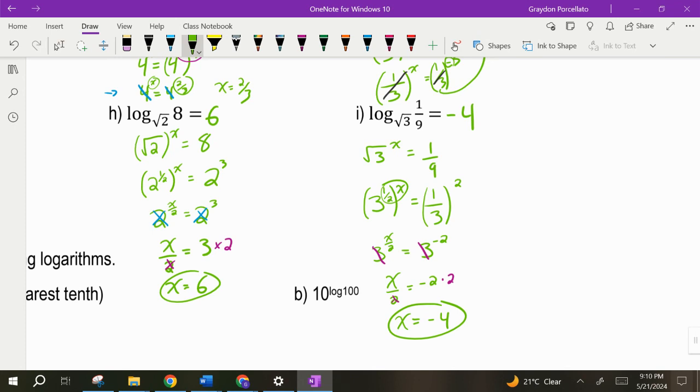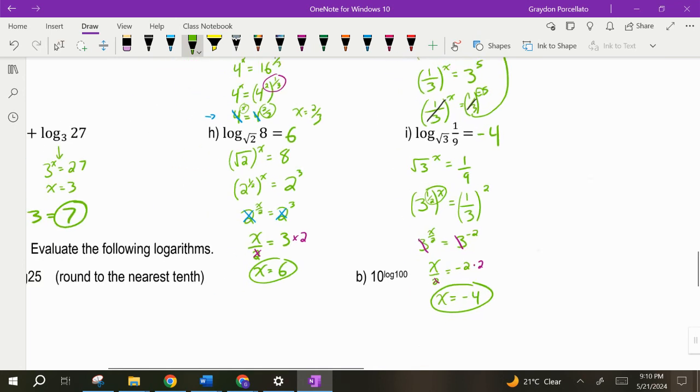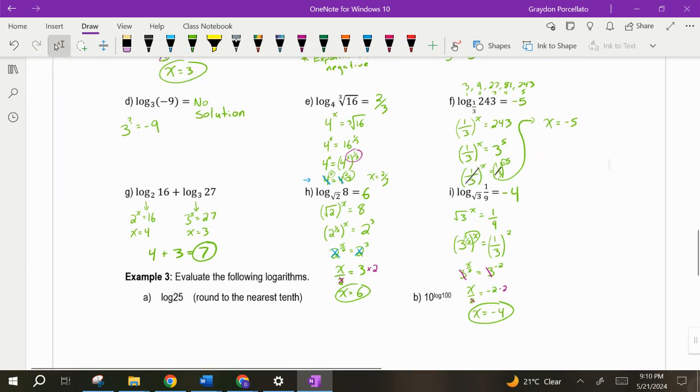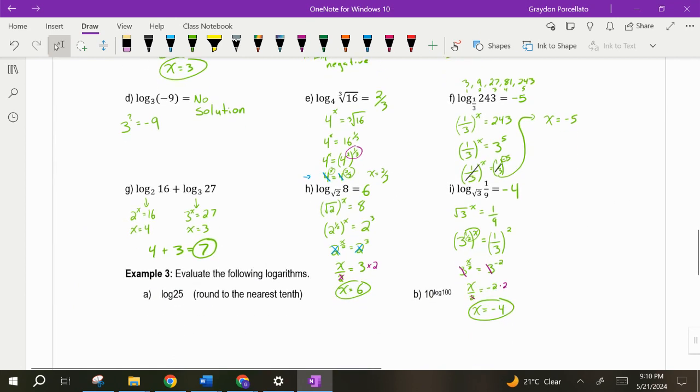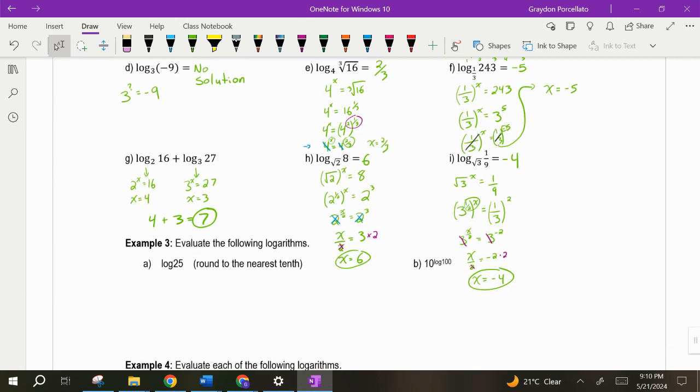Okay. Hopefully that made some sense, but that's how we're solving these logarithms, or evaluating them and finding exact values. You got to practice these though. Just like anything in math, we got to practice.